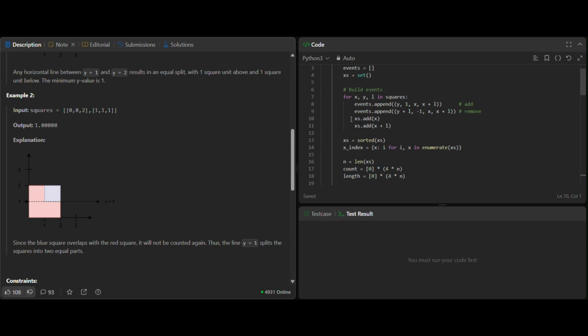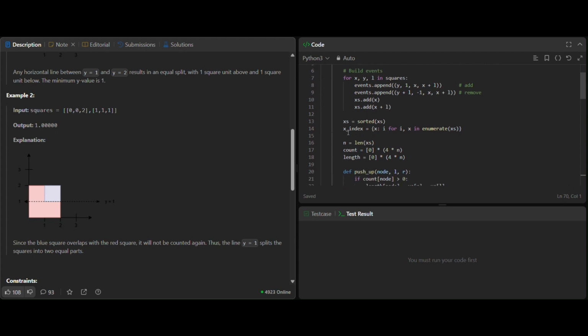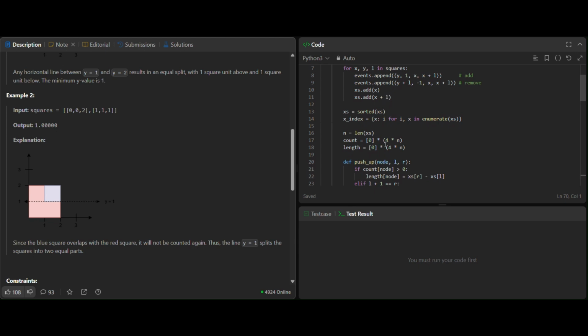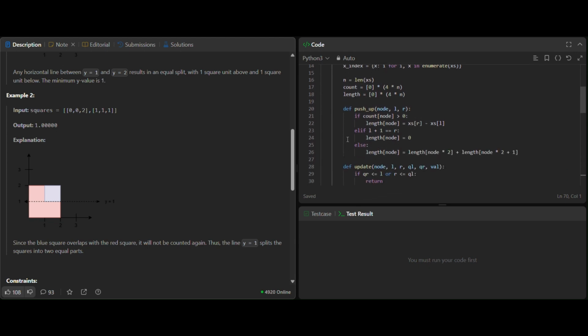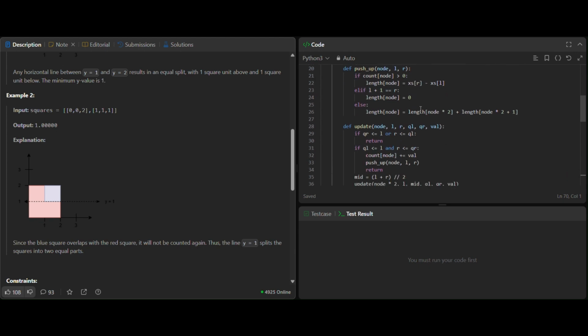We define a class called Solution. Inside it, we define a function named separateSquares, which takes a list of squares as input and returns a float. First, we build events and record all x coordinates. For each square with bottom left corner at x, y and side length L, we create 2 events. One for adding the square at y, and one for removing it at y plus L. We also collect all x coordinates of square edges. Next, we sort the unique x coordinates and map each x to an index for segment tree usage.